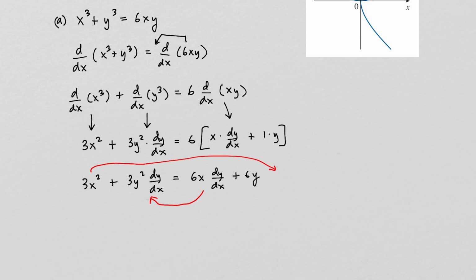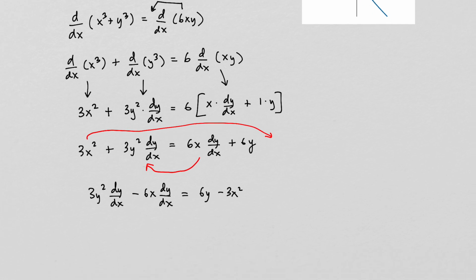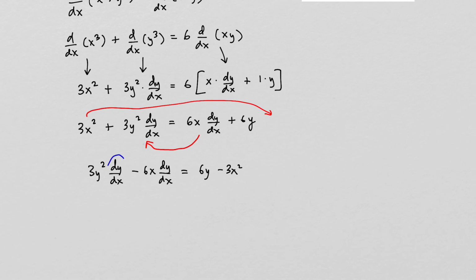So on the left-hand side, we have 3y squared dy dx minus 6x dy dx. And on the right-hand side, we have 6y and the 3x squared. We're going to subtract that over to the other side. So that becomes minus 3x squared. Now the next step is to notice that you have a common factor here, and we can factor that out. So we have dy dx multiplied by 3y squared minus 6x is equal to 6y minus 3x squared.